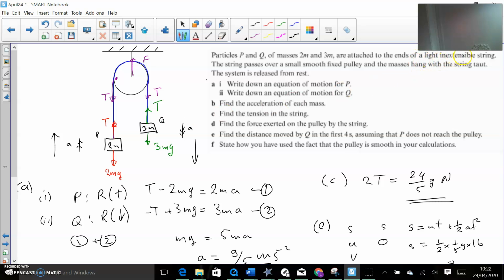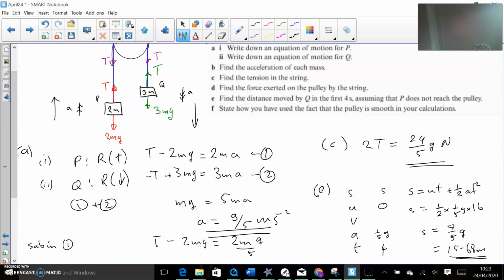The inextensible string, the way you have used that is often asked as well, is that both P and Q move with the same magnitude of acceleration. Remember, they don't have the same direction in this case, but they have the same magnitude because it's inextensible, and that's how you've used it. So how you've used the light string, well, what have you done in your equations? Because the string is light, you have written the same tension for each equation of motion. That's the answer to that question there.